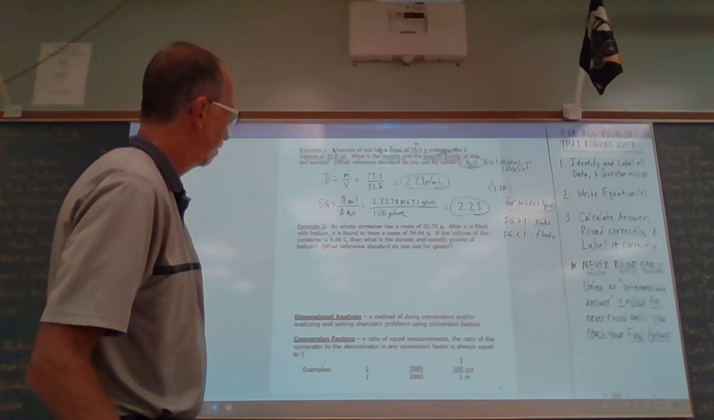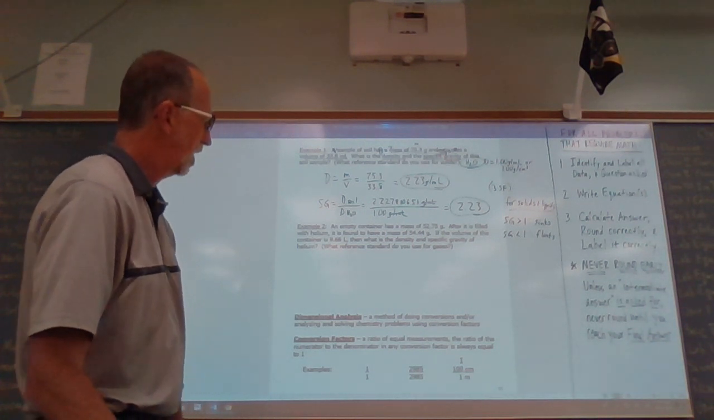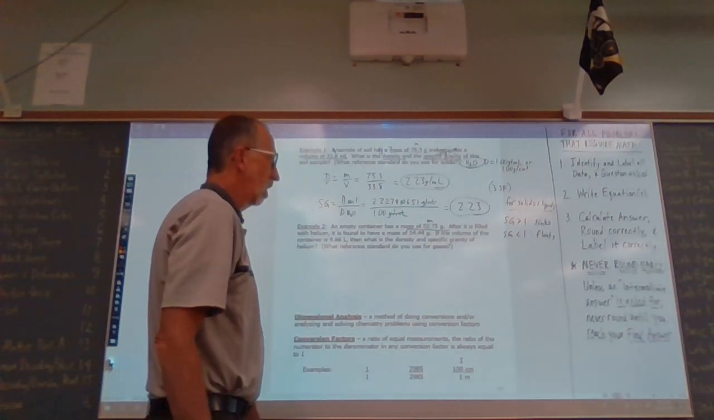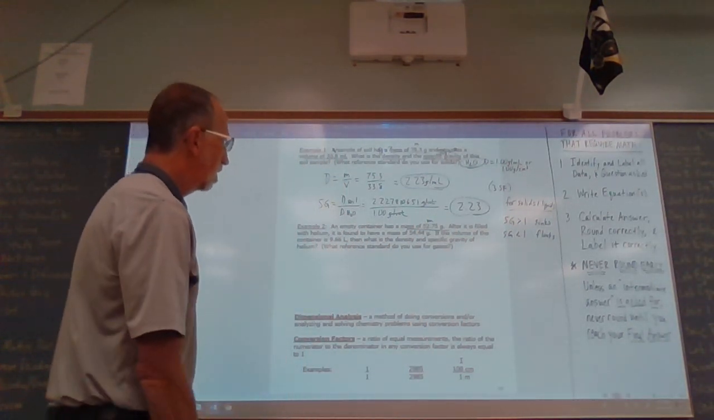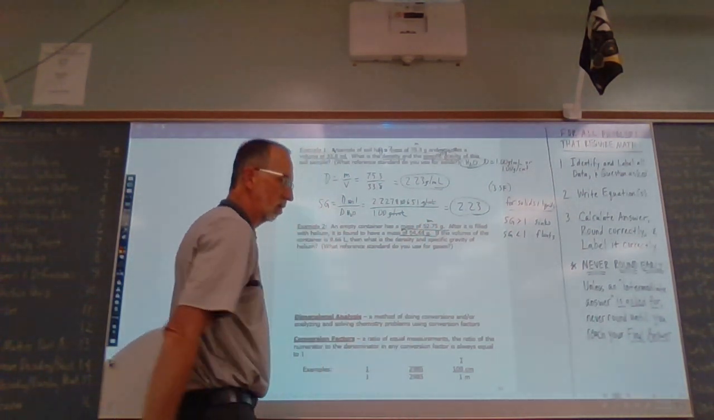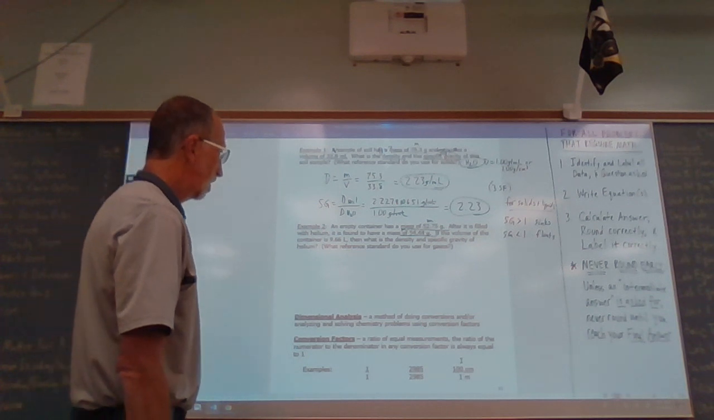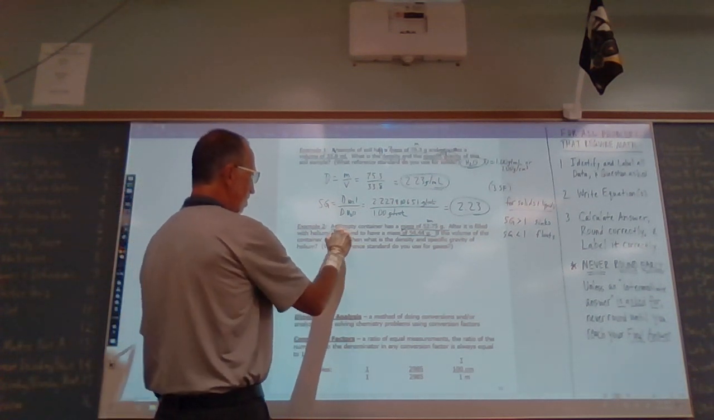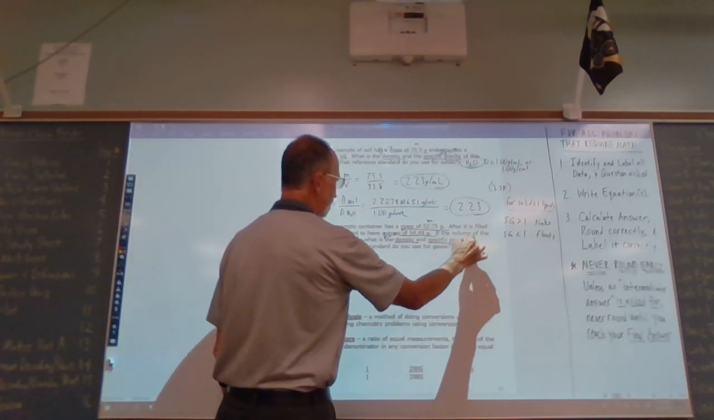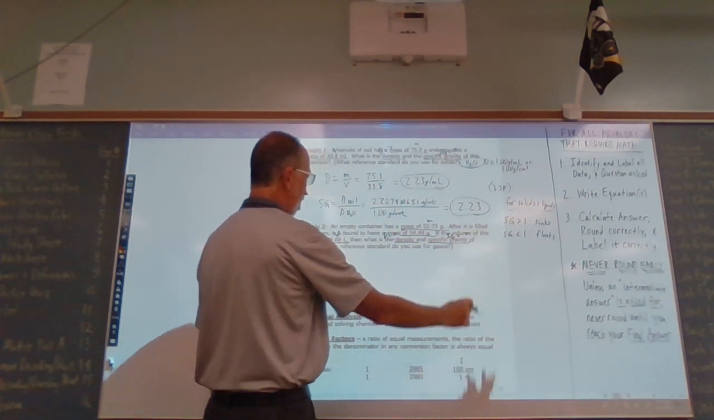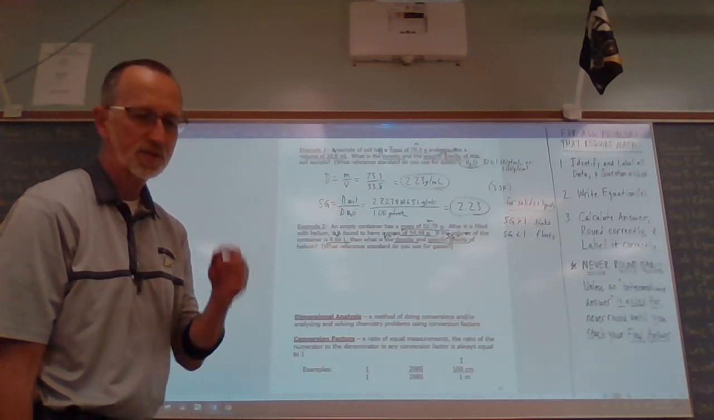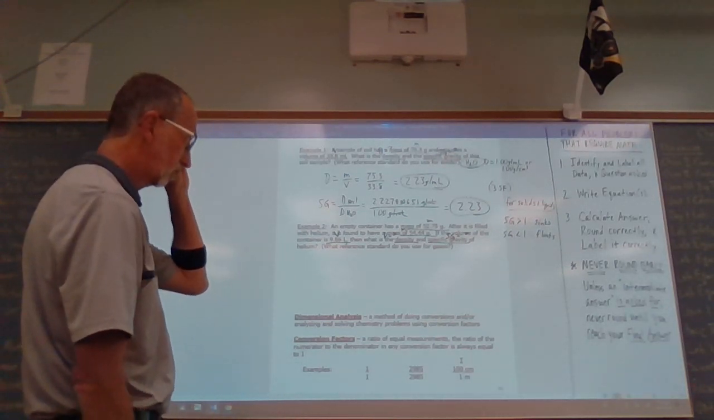All right. 2. An empty container has a mass of 52.75 grams. So there's mass. After it's filled with helium, it's found to have a mass of 54.44 grams. Here's another mass. If the volume of the container is 9.66 liters, there's our volume. What's the density and the specific gravity of helium? Okay, here again, we're asked for two answers here.